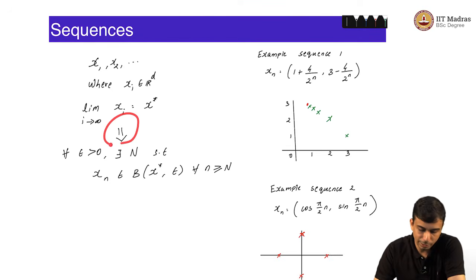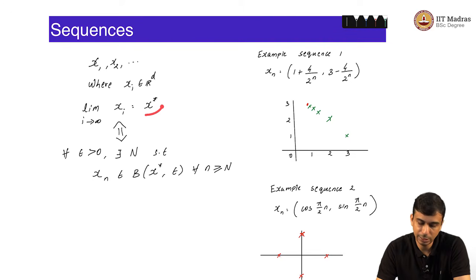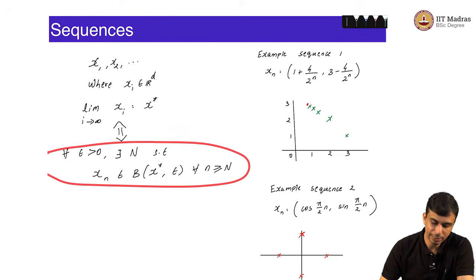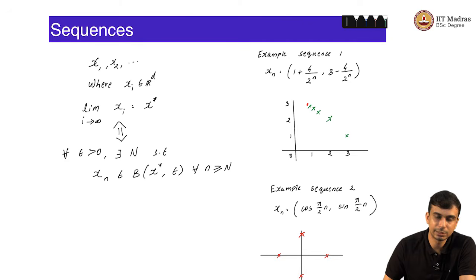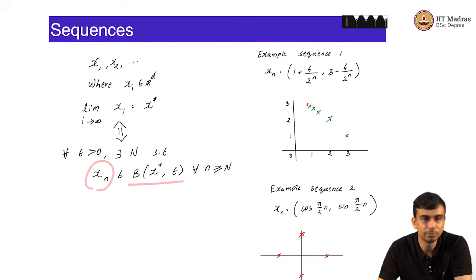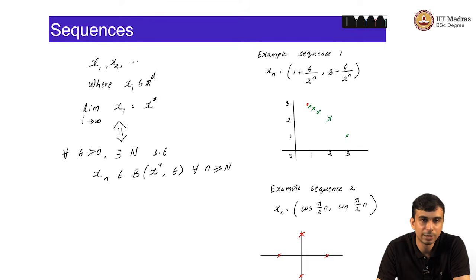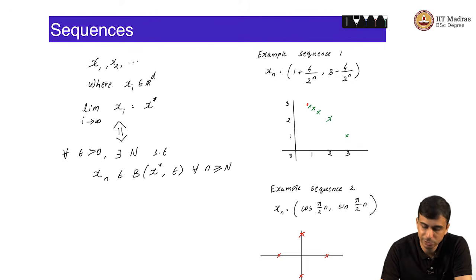This is an equivalence, it is a definition here, so you can have a two-sided arrow. When someone says the limit of the sequence is x star, what they mean technically is this statement. We will try to parse this statement quickly. What does this say? This says that for whatever small epsilon that you choose, there exists some integer N such that after that integer your xn is going to stay within a ball of radius epsilon centered at x star. Let us try to check that for the first sequence that we had here.